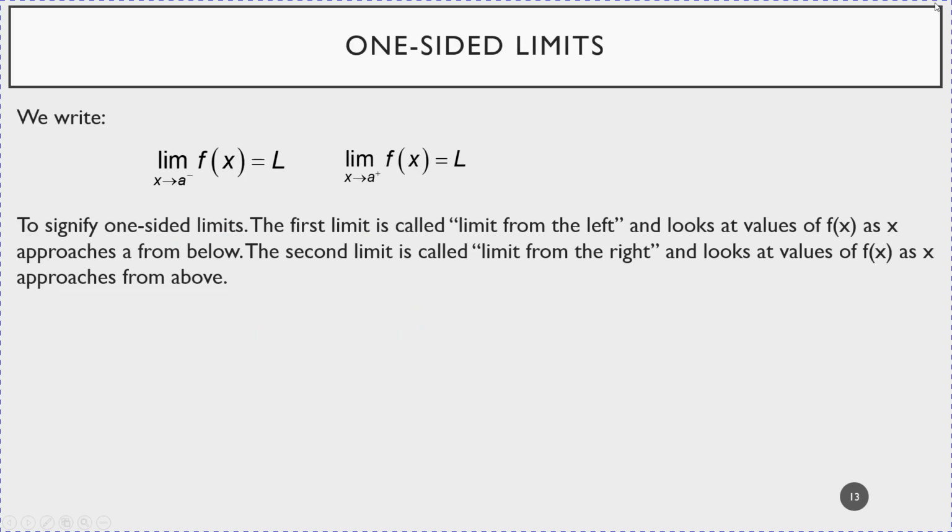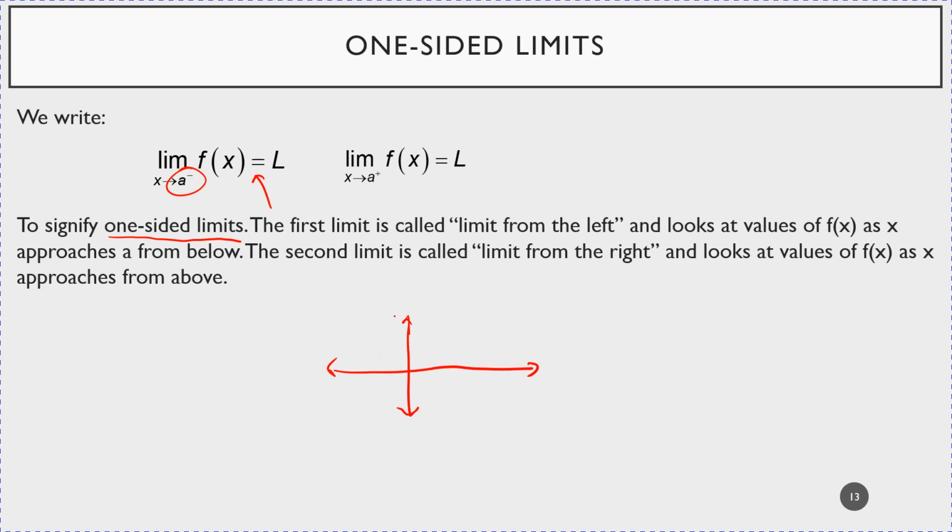Now we want to talk about one-sided limits, okay? So we write this. The limit as x goes to a, and then you see this negative sign here, of f of x is going to be equal to L, and then the limit as x goes to a with this positive sign here of f of x is equal to L, to signify the one-sided limits. So this first limit here is called the limit from the left. Okay, so let me show you what that means.